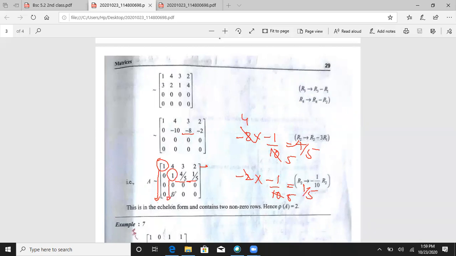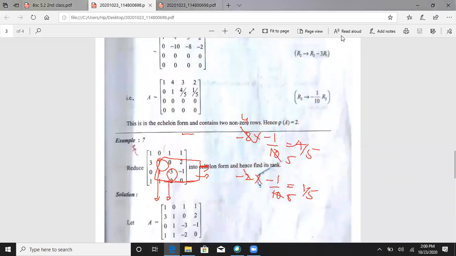Therefore, this is the echelon form and two non-zero rows are there. This is the first row and the second. This is two non-zero rows. Therefore, rank of A is equal to 2. Okay, next I will give one example for you. You will do this one.